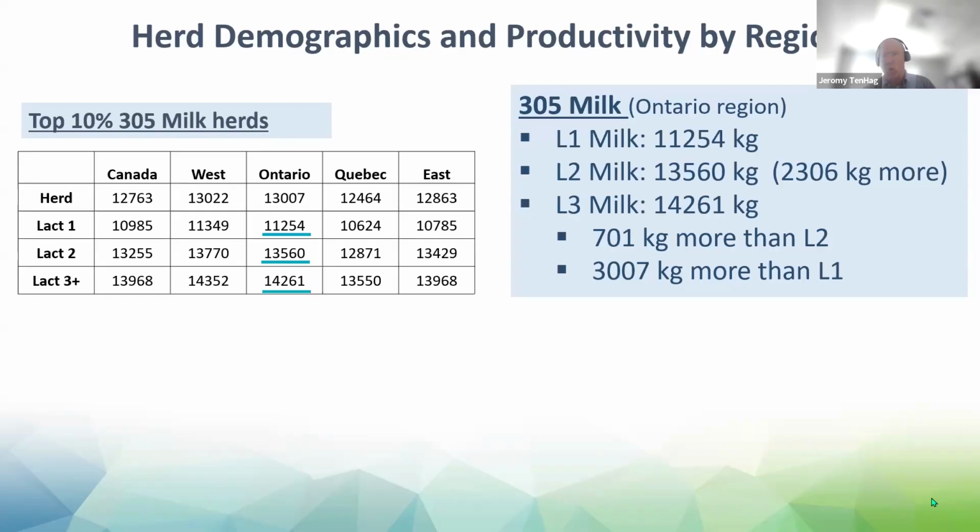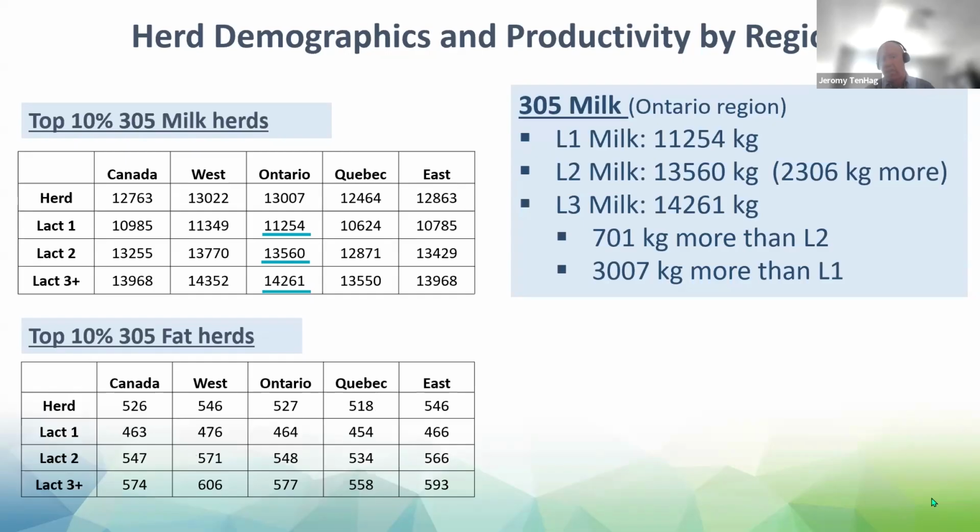And if we go from lactation 1 to lactation 2, there'd be 2,300 kilos more milk on these top 10% of Ontario herds. And if we look from lactation 2 to 3+, there's another 700 more kilos of milk by those lactation 3+ cows. So overall, when we compare the youngest animals in the herd to the oldest, there's over 3,000 kilos more milk.